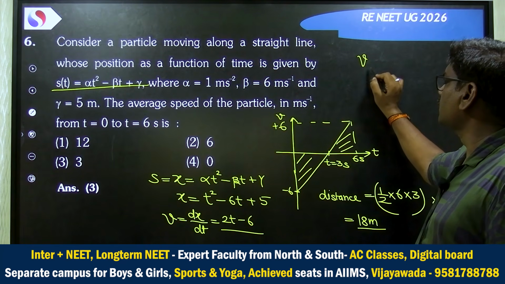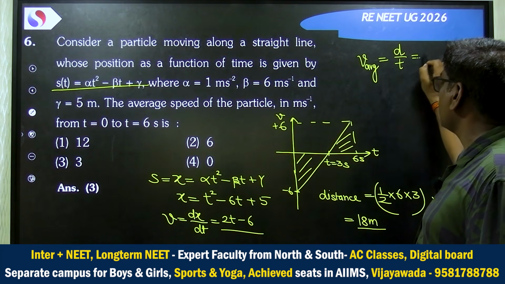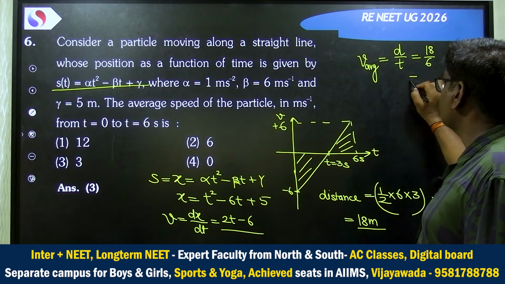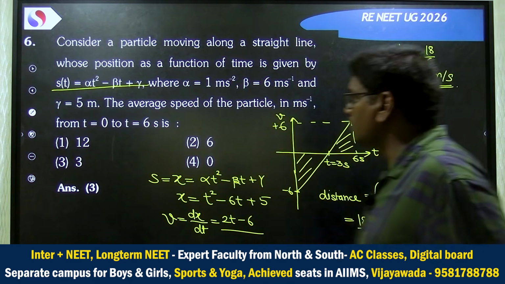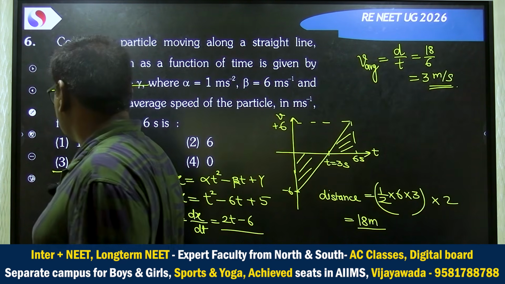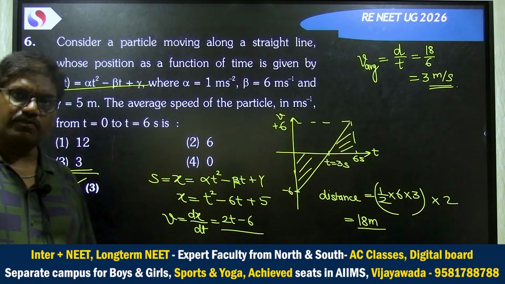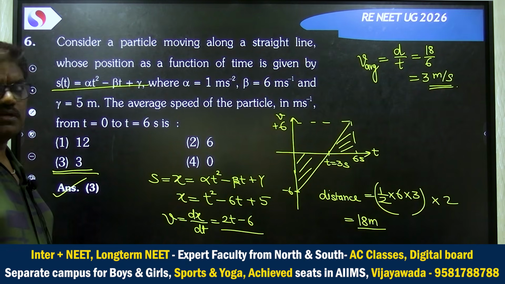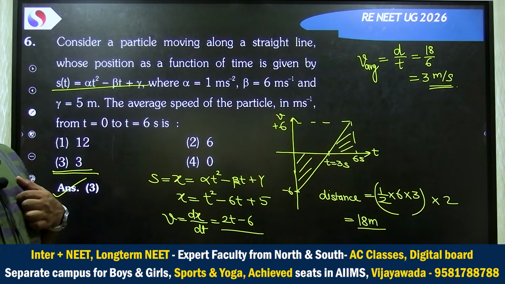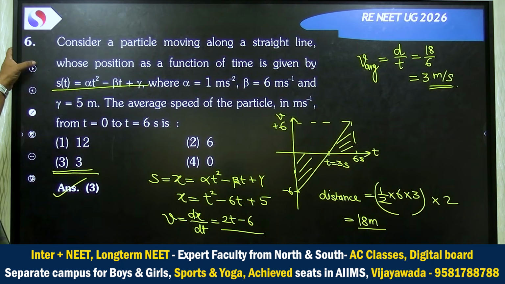Now what is the definition of average speed? It is distance upon time. So it is 18 divided by 6, which gives you 3 meter per second. 3 meter per second will be the answer to this question, which is option 3. And this is the easiest way to solve this type of question. Once you see that it is a v-t graph, a linear graph, go with the graph. It will give you fast calculation. Otherwise, you have to analyze this question too much if you want to solve it by equations.